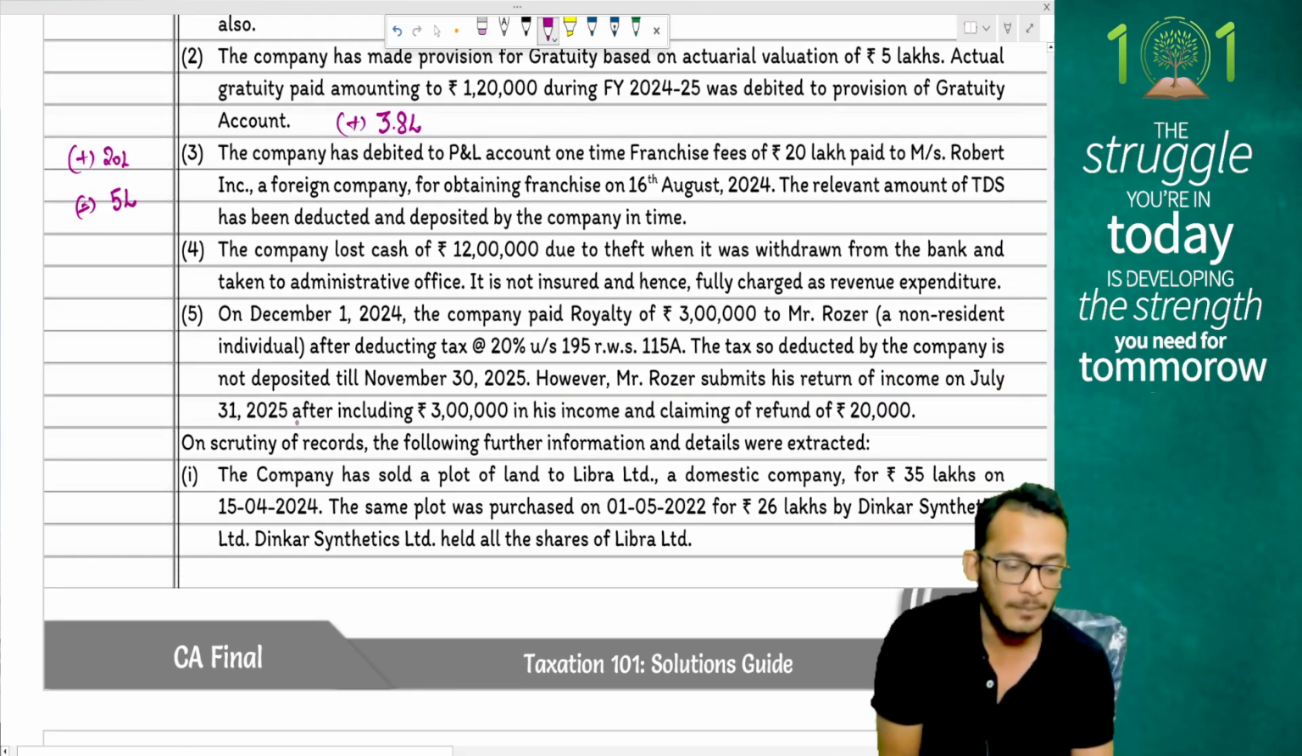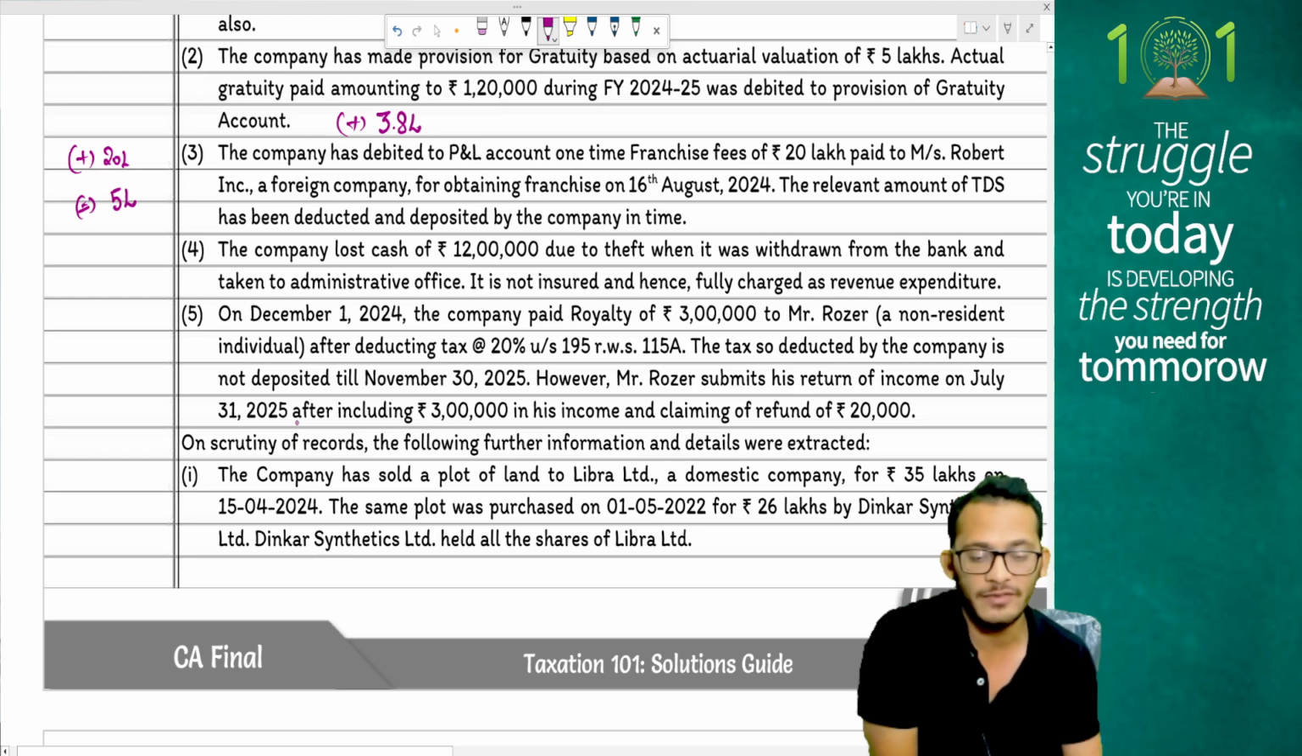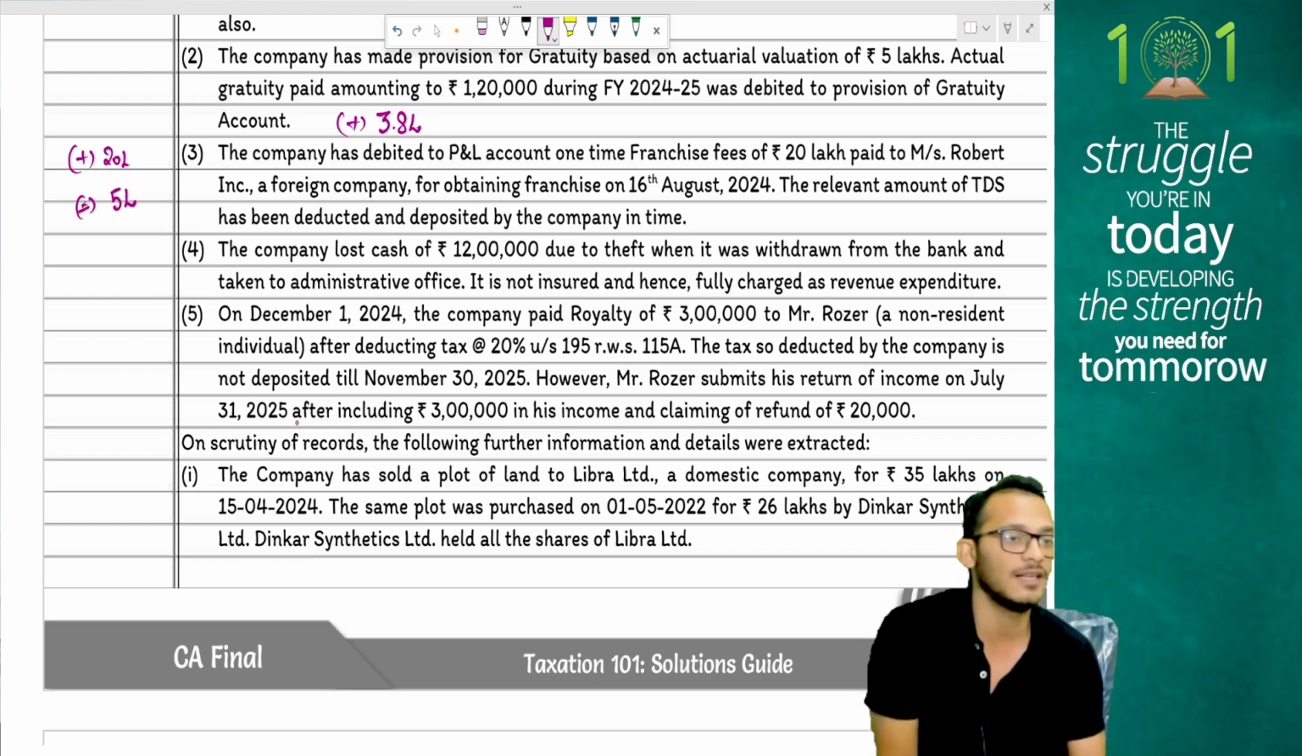The company lost cash of 12 lakh rupees due to theft, when it was withdrawn from the bank and taken to the administrative office. It is not insured and hence the full amount has been charged to revenue expense.